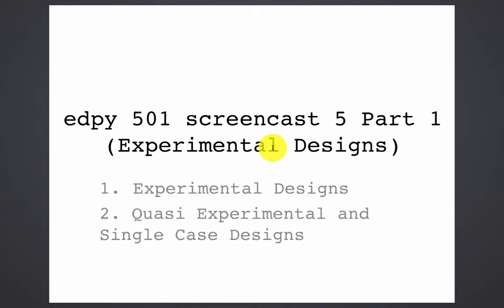And so there are basically three types, and I'm grouping them together here into two categories: experimental designs and then quasi-experimental designs and single case designs. But we'll talk about the last two together.